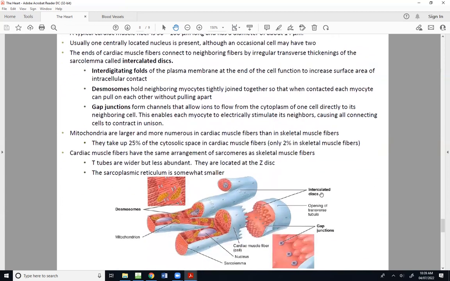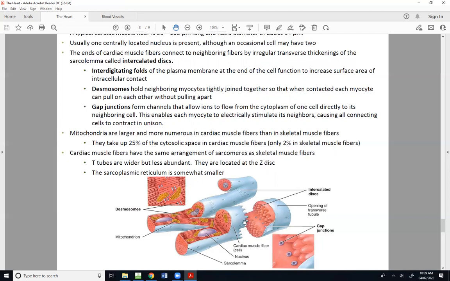We call them intercalated discs, and we mentioned those, and we've seen pictures like the picture of cardiac muscle under a microscope, okay? And it looked just like a dark band. Okay? Well, intercalated discs have three special features. The first two, interdigitating folds and desmosomes, just enable the cells to connect really strongly to one another.